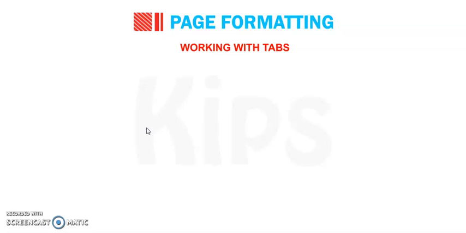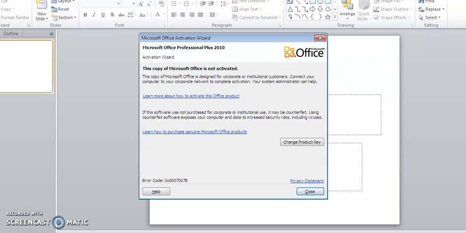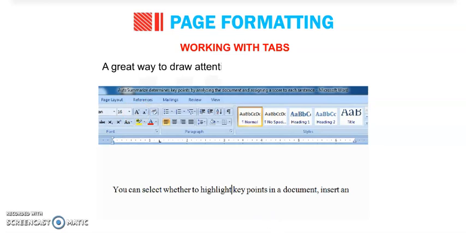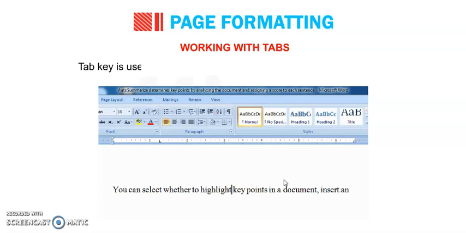Today we will continue, and now we will start a new topic, working with tabs. So open your book, page number 29. A great way to draw attention to specific text is to indent it. The most common way to indent the text is to use the tab key. The tab key is a very useful key.